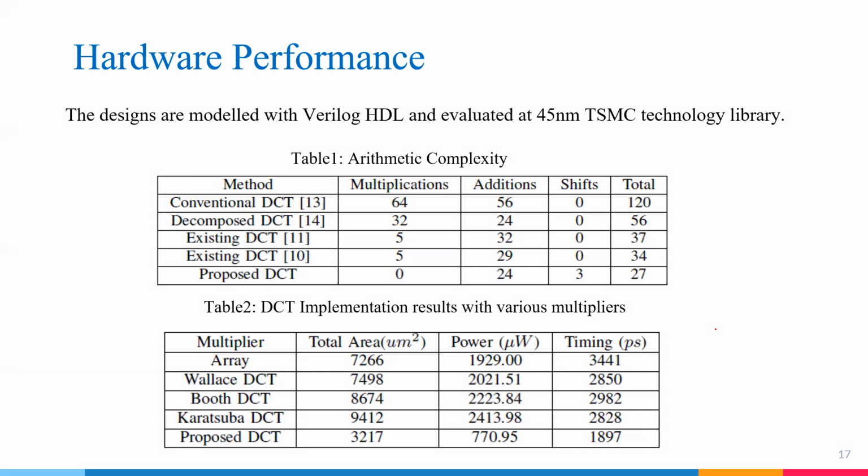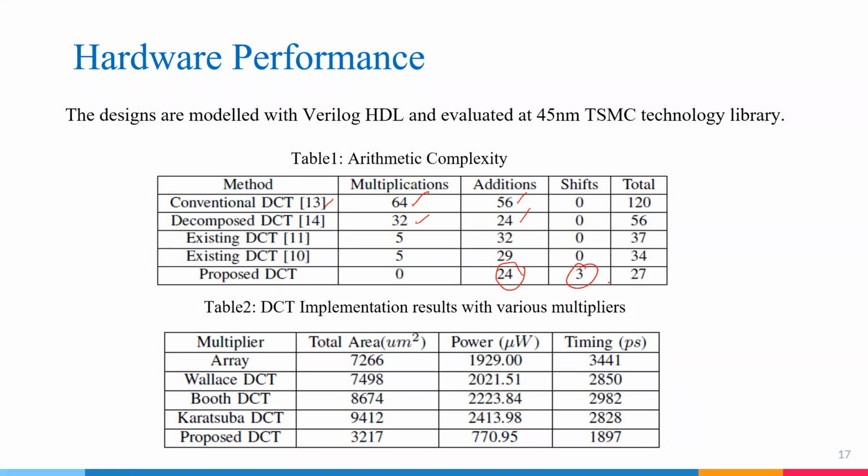We modeled all the designs, existing and proposed, using Verilog HDL, and synthesized them using a 45 nanometer technology library. You can see that we have compared our designs with the existing conventional DCT and decomposed designs, where they are using 64 multipliers, 32 multipliers, and additions are 56, 24 like this. But our proposed design only uses adders and shifters.